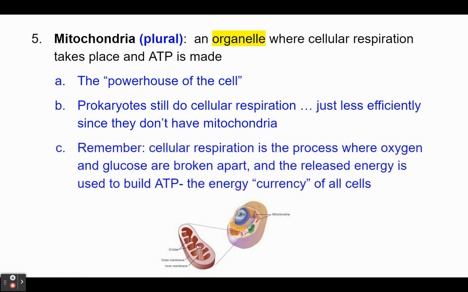Remember, cellular respiration, if you've forgotten, is the process where oxygen and glucose are broken apart, and the released energy is used to build ATP, which is the energy currency of all cells.